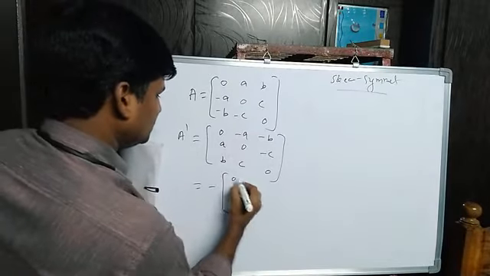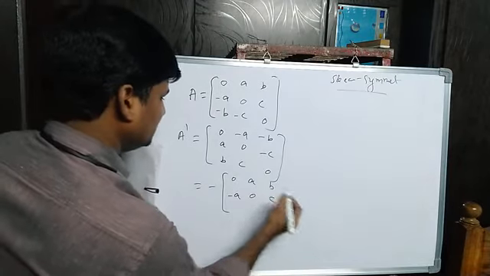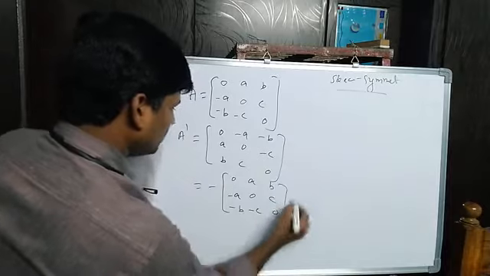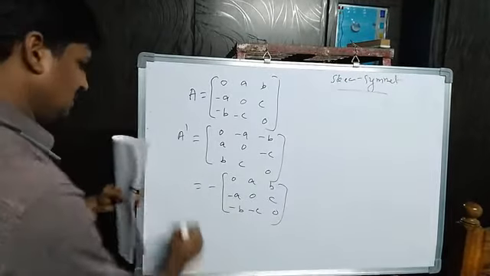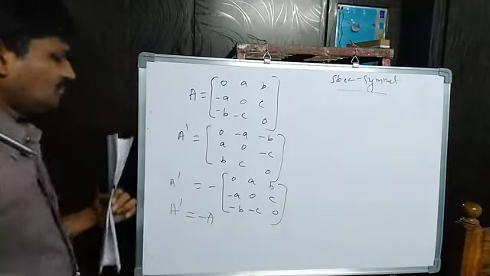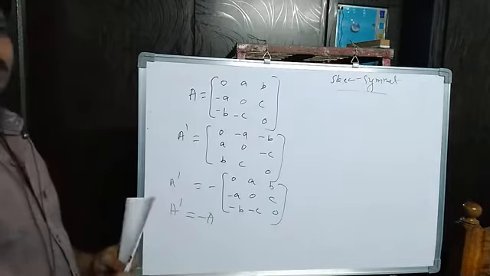Okay. Now what will be? 0, A, B. Here minus I am taking common. Minus A, 0, C. Minus I am taking common. Minus B, minus C, 0. What is matrix C? This is matrix A. Yes. So what we got here? A transpose equal to minus A. A transpose equal to what we got? Minus A we got.